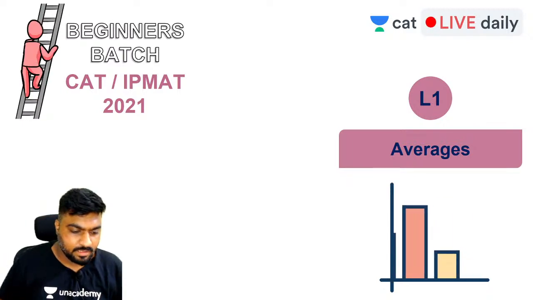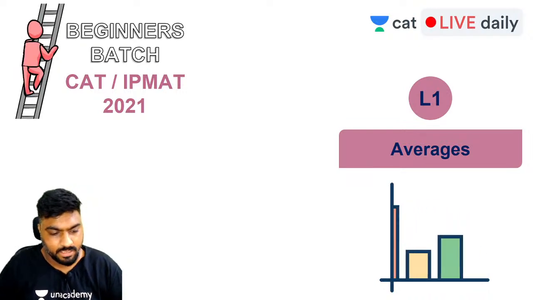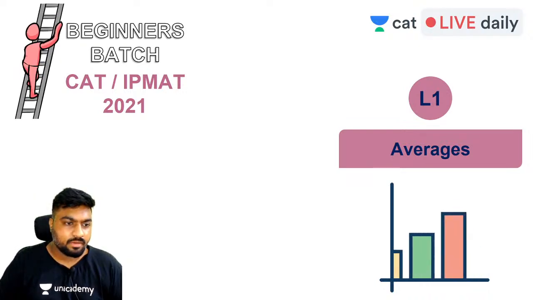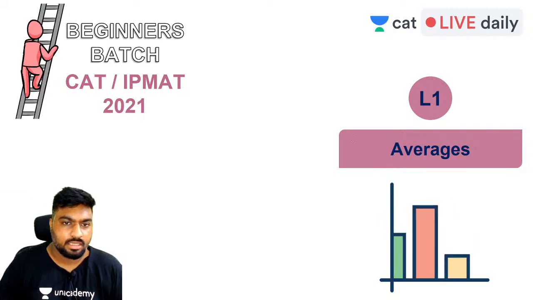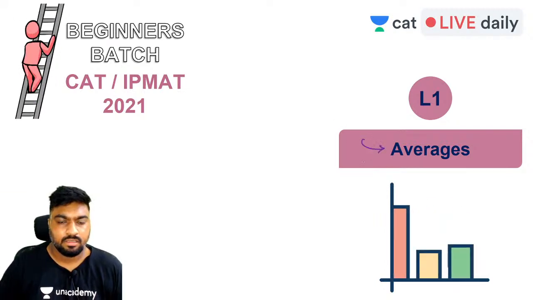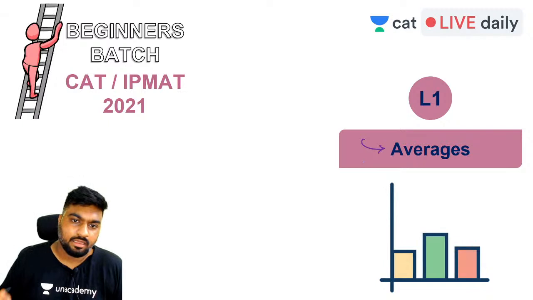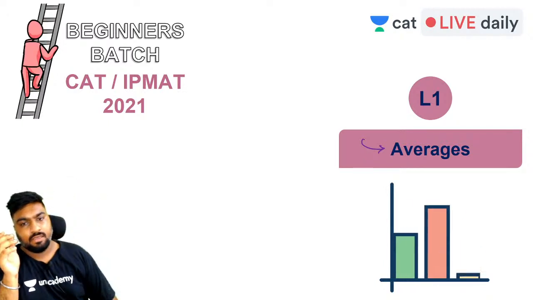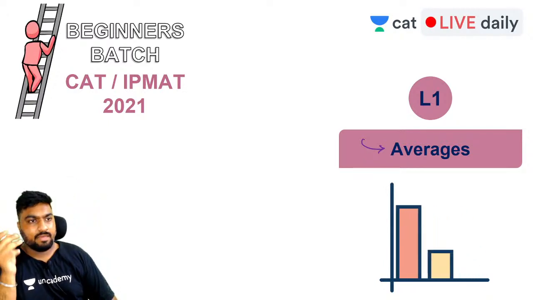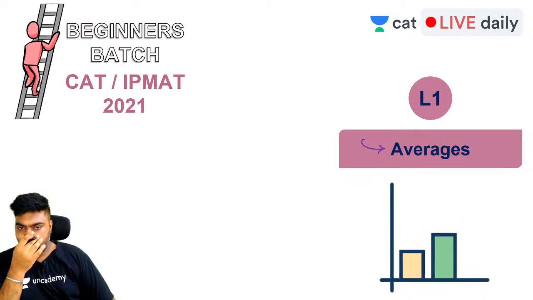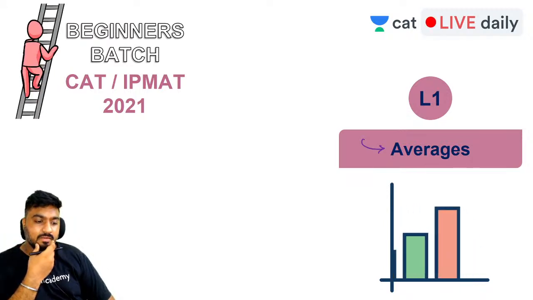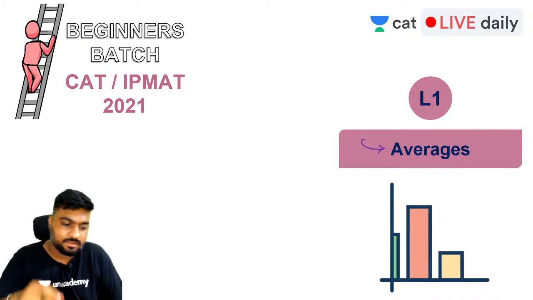Okay, the topic, hi Gaurav, hi Manish. The topic that we are going to talk about today is averages. So far we are done with percentages, profit loss, SI, CI. We are done with understanding what ratios and proportions are. Now our topic is averages.